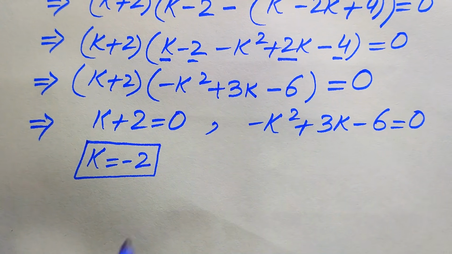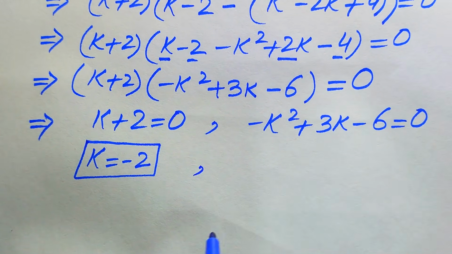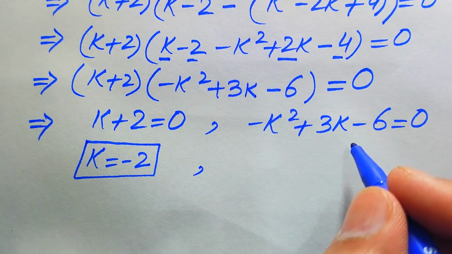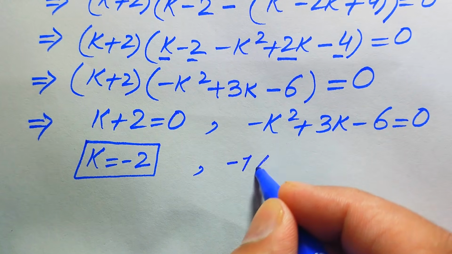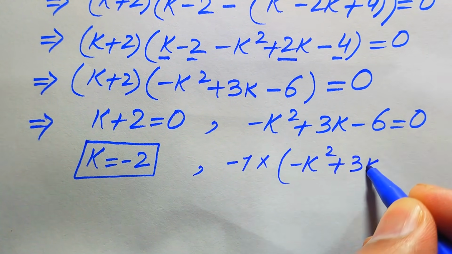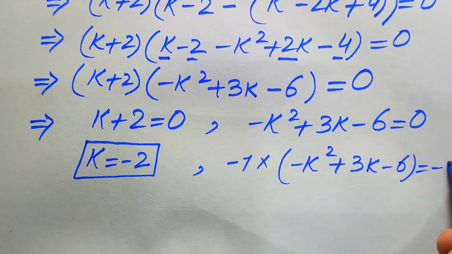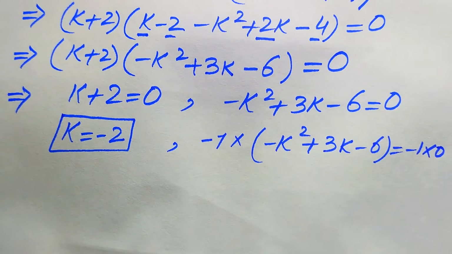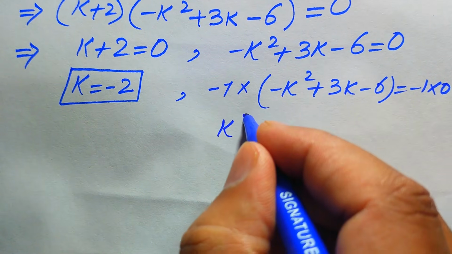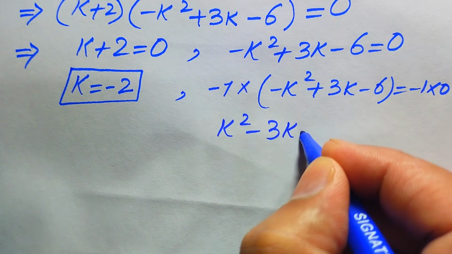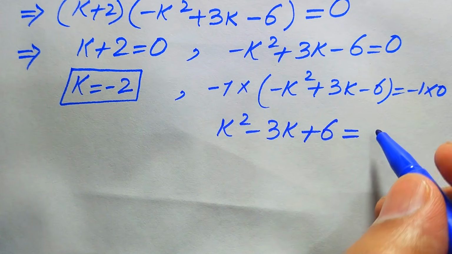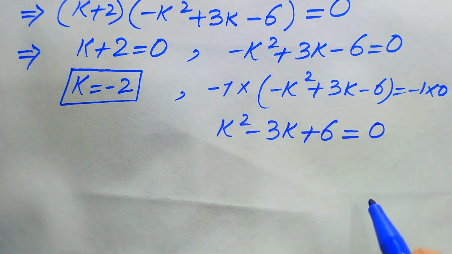Now, in order to find the other roots we need to solve this quadratic equation, and for this we first multiply each of these values by minus 1. So we multiply minus 1 on both sides. When we multiply the negative sign, it becomes k square minus 3k, and minus times minus becomes plus 6, and minus 1 times 0 becomes 0.